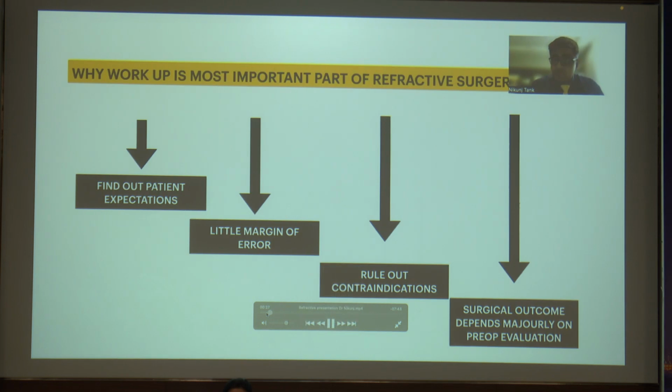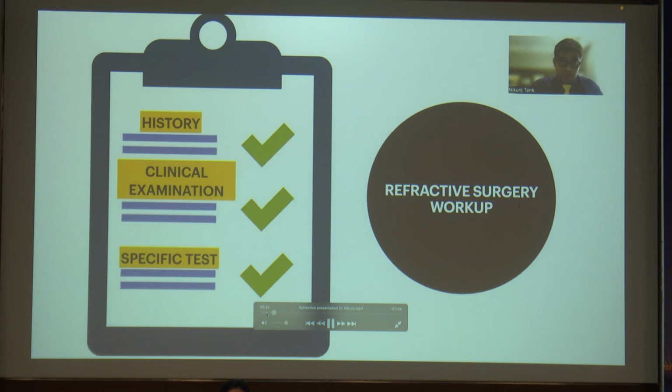So workup is the most important part in planning refractive surgery because surgical outcome depends majorly on preoperative workup. There are certain contraindications which need to be ruled out. There is little margin of error and patient expectations are very high. So refractive surgery workup includes clinical history, detailed clinical examination and specific tests.